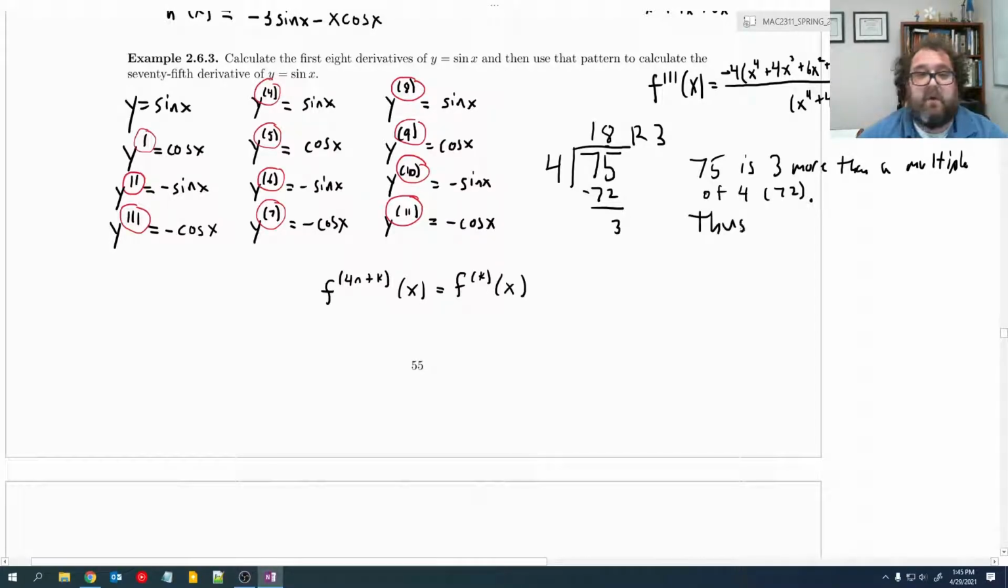Thus, if you want the 75th derivative of f, it is going to be equal to what? Which derivative fits the bill for 3 more than a multiple of 4? Well, I think that was this last row, right? 3 more than a multiple of 4 was the 3rd derivative, the 7th derivative, the 11th derivative. So it's negative cosine x. Here we can do it again.